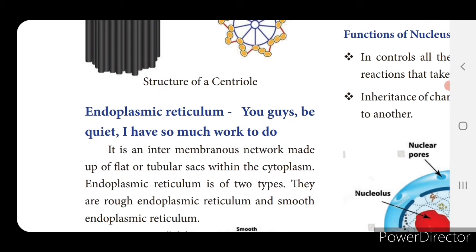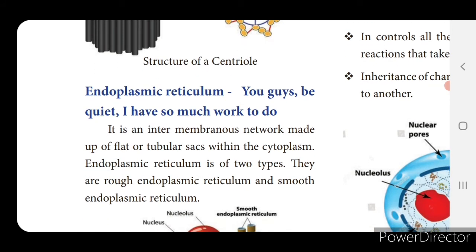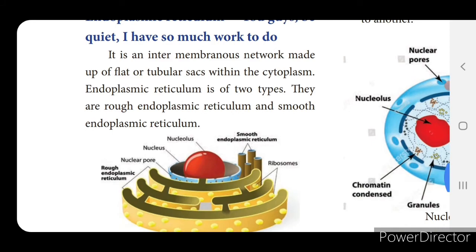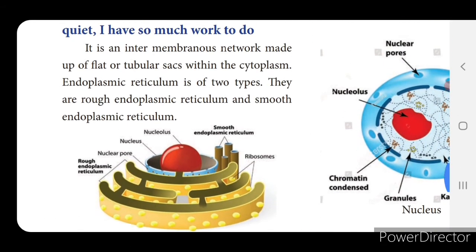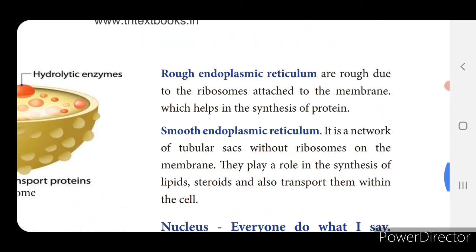Next one, endoplasmic reticulum. It is an intermembranous network made up of flat and tubular sacs within the cytoplasm. Endoplasmic reticulum is of two types: rough endoplasmic reticulum and smooth endoplasmic reticulum. The structure is given here. You can observe that structure. Okay children, so what is rough endoplasmic reticulum?